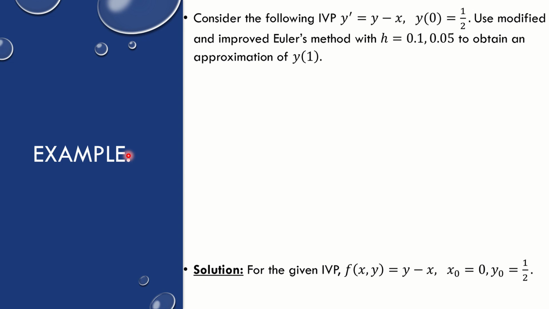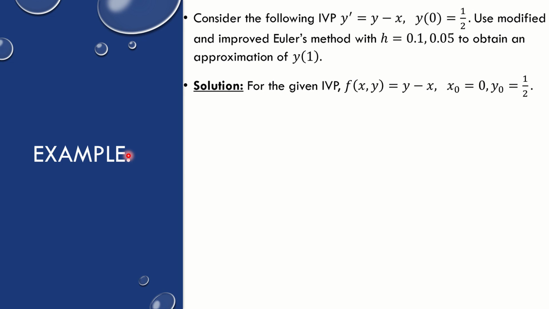So let me have the same example. Okay, we are solving the differential equation y' = y minus x. y(0) is 1/2, and we need to apply the modified and improved Euler methods to get results for h = 0.1 and 0.05. I may discuss only 0.1. You will simply do everything in a similar way as I have done in the Euler method to obtain this approximation of y1. So in this case again, f of x, y is the same.